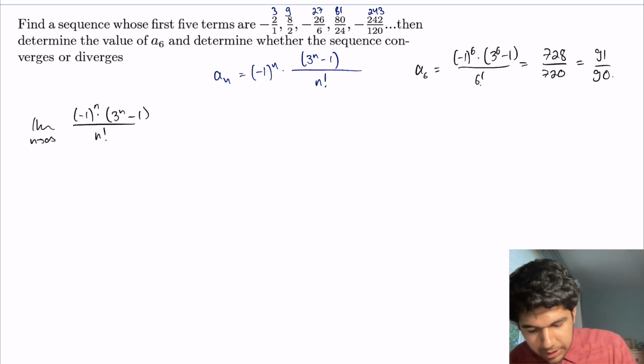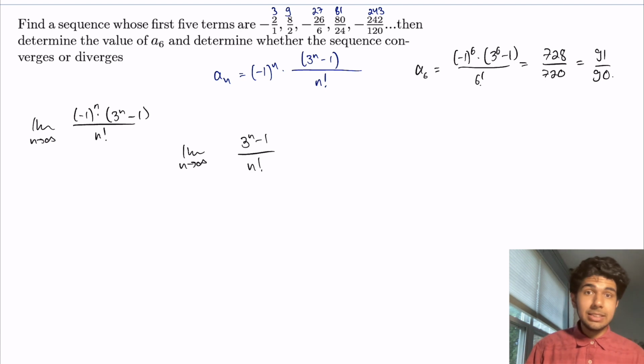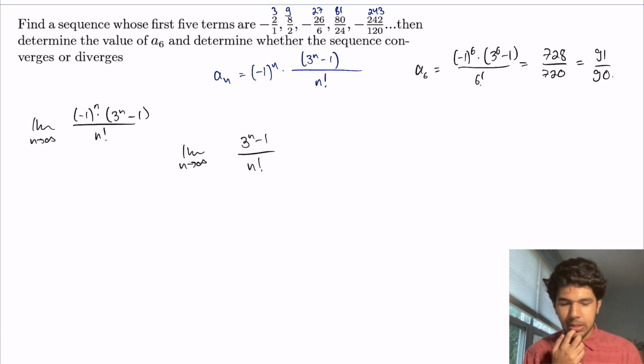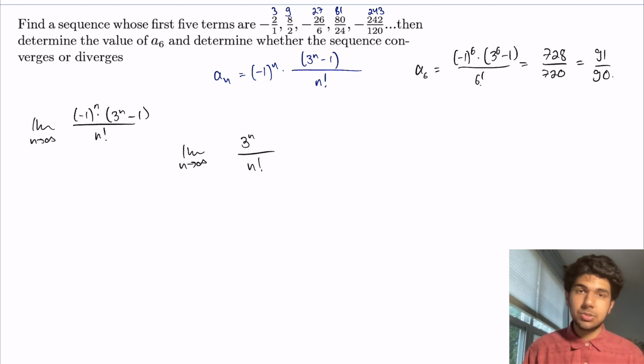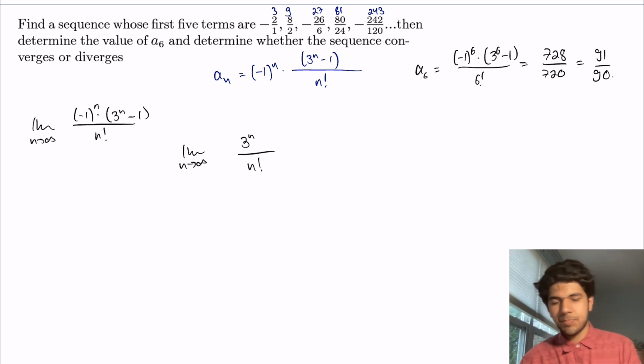So let's take a look at 3 to the n minus 1 over n factorial. Let's just take a look at this limit, and we can say that if this limit approaches 0, then our original limit will also approach 0. For really large values of n, this minus 1 in the top doesn't really do anything, so we're just left with 3 to the n over n factorial. And if you plug in infinity, you'll get infinity over infinity, L'Hopital it out, and that would be all good and dandy. However, there's a nicer way to look at it.